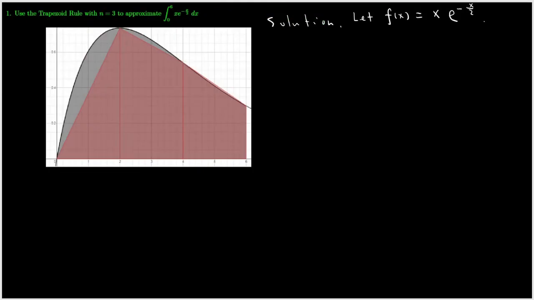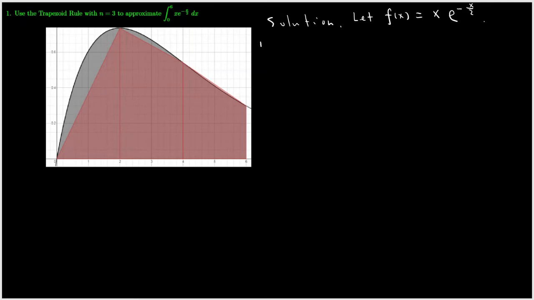Now it's time to work on some questions. You look at question 1 on the screen. In this question, we are going to use the trapezoid rule with n value of 3 to approximate the integral from 0 to 6 of that function, x times e to the power of negative x over 2. N value of 3, it means we divide the interval from 0 to 6 into 3 subintervals of equal width.